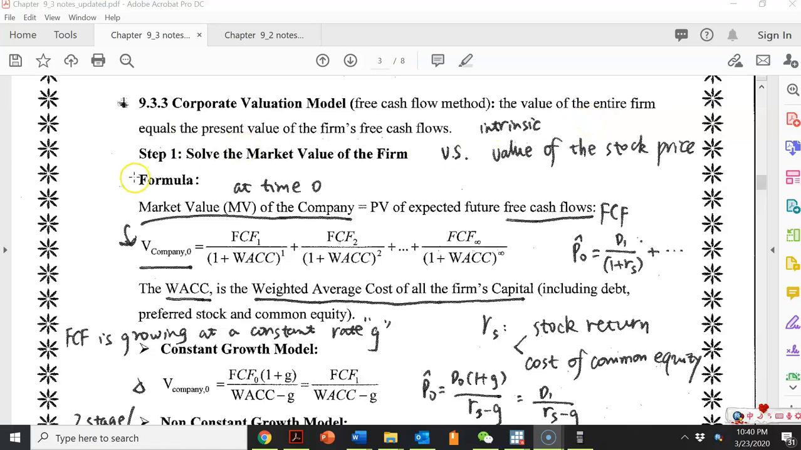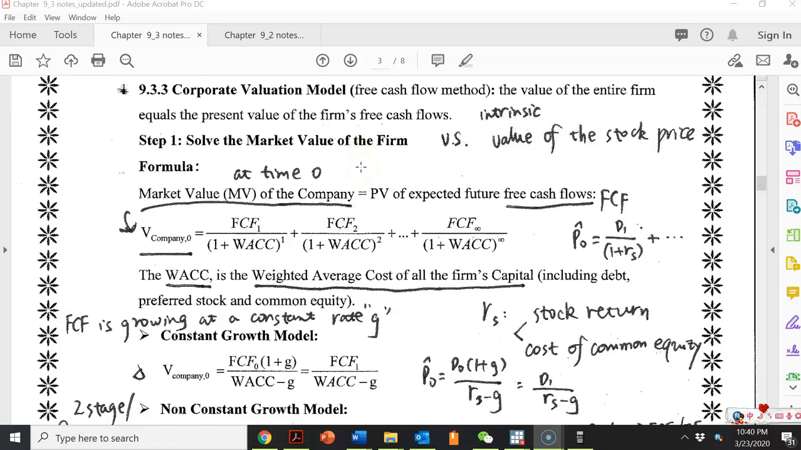Step one, we get the market value of the firm first. In the dividend discount model, we get the intrinsic value of the stock price directly by discounting all the dividends. Here, we have the firm value first. Then we remove the debt and preferred stock part, so we have the equity value. Then we divide by the number of shares, so we have value per share, which is the stock price. So here we're solving for stock price indirectly.